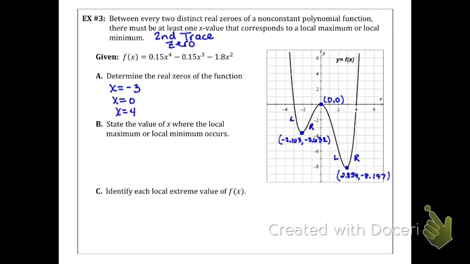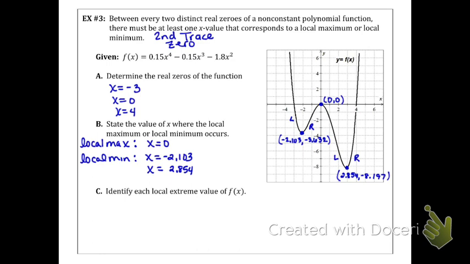Now back to B. It says state the value of x where the local maximums or local minimums occur. So that local maximum is at x equals 0. And the local minimum, we have two of them. One of them is at x equals -2.103, and the other one is at x equals 2.854.